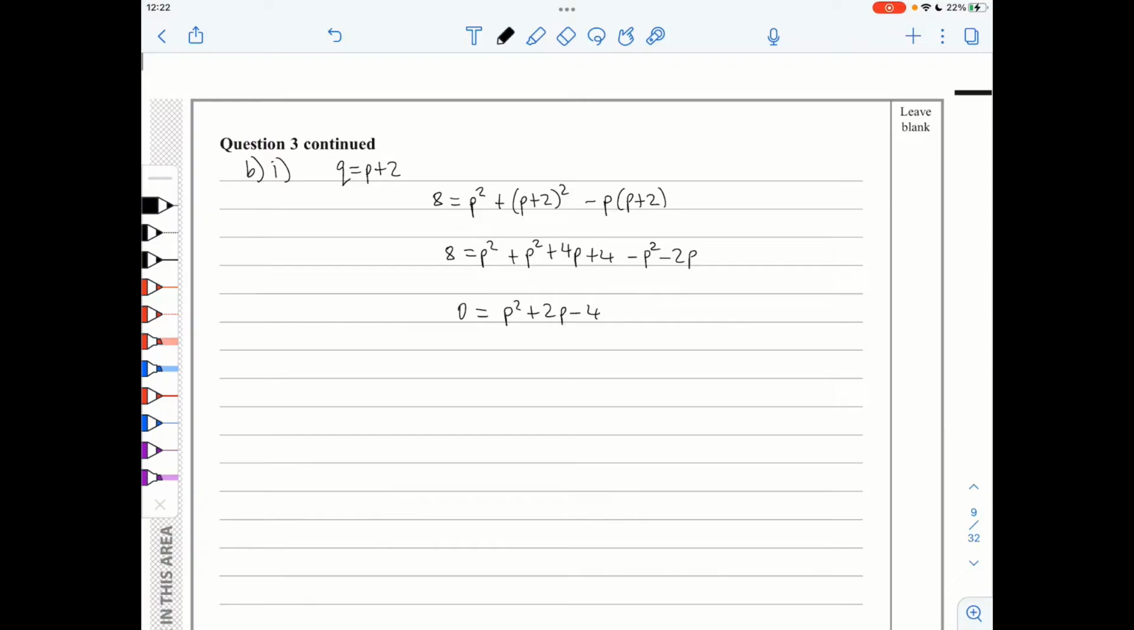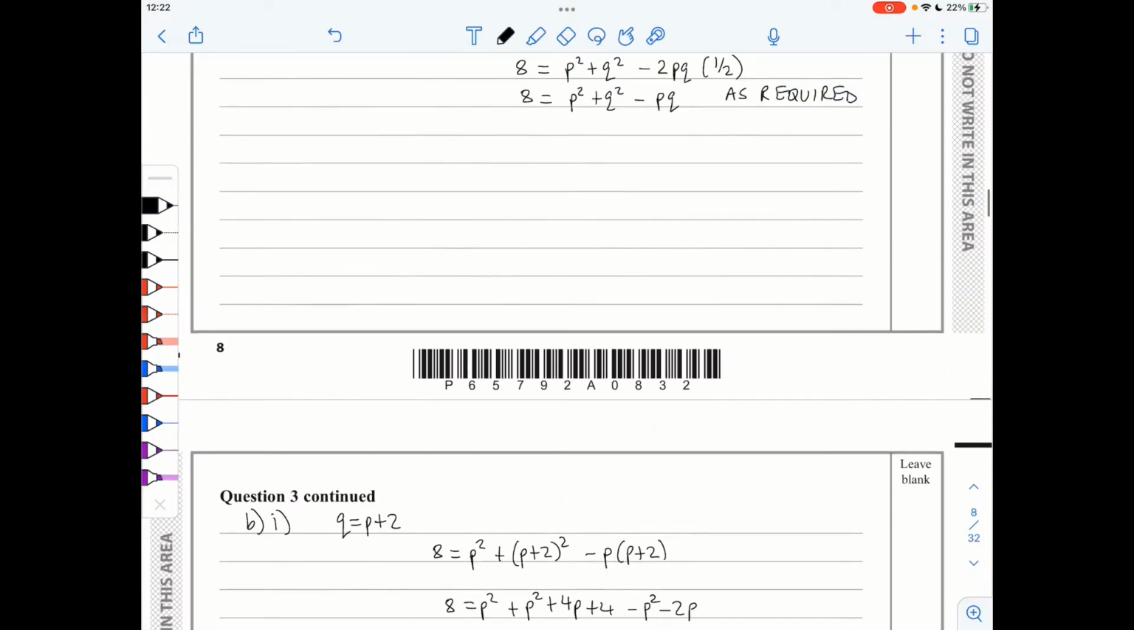And therefore, I can use the quadratic formula here to find the value of p. So p is minus b plus or minus the square root of b squared minus 4ac, all of it over 2 times 1. So this is p is minus 1 plus or minus root 5. Obviously, p being a length, it cannot be minus 1 minus root 5. So I have to go with p is minus 1 plus root 5.